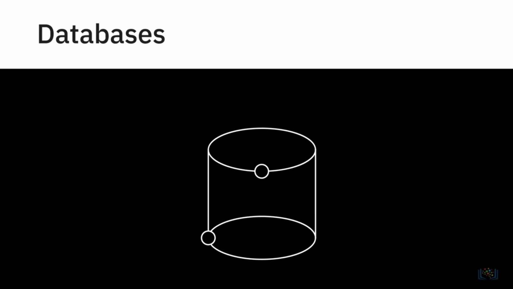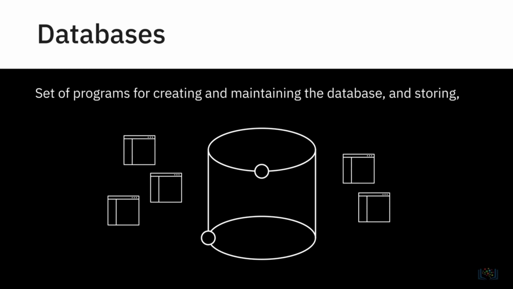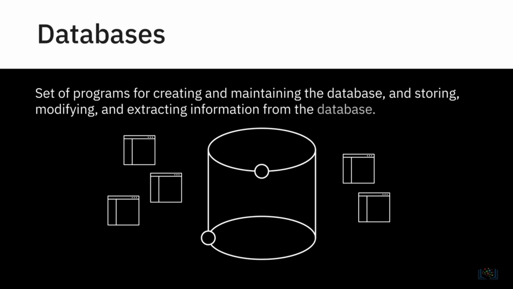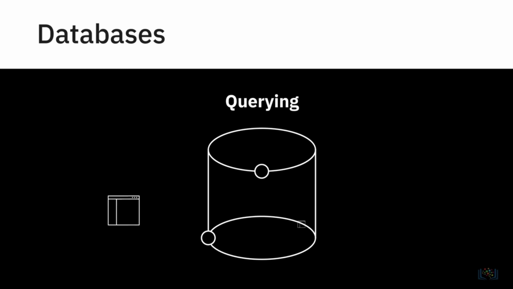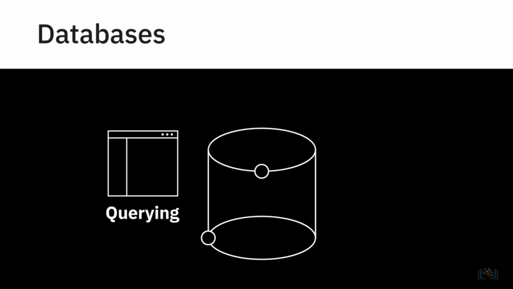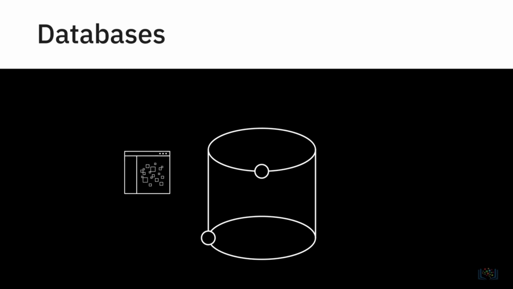And a database management system, or DBMS, is a set of programs that creates and maintains the database. It allows you to store, modify, and extract information from the database using a function called querying. For example, if you want to find customers who have been inactive for 6 months or more, using the querying function, the database management system will retrieve data of all customers from the database that have been inactive for 6 months or more. Even though a database and DBMS mean different things, the terms are often used interchangeably.